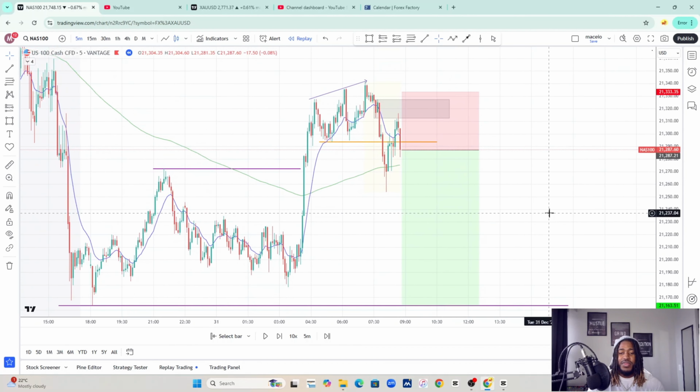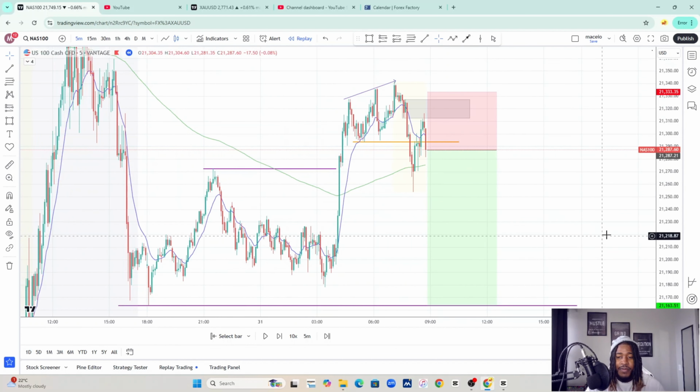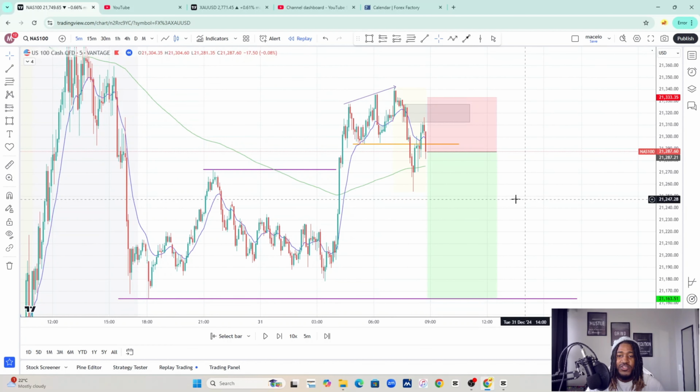Now it doesn't mean this is going to happen all the time, because what happened now is price could still tap back all the way up here and still continue buying, could try to fill this gap, buy, but that's the risk you take as a trader. So anyways, let's fast forward and see what happens.